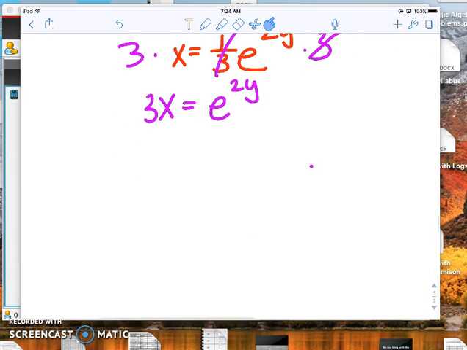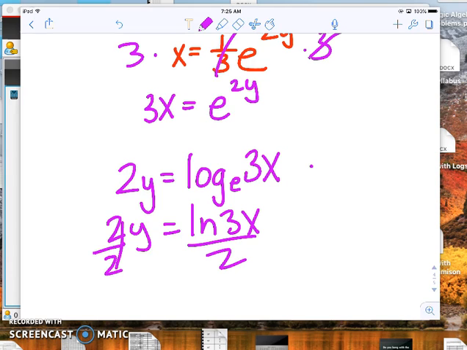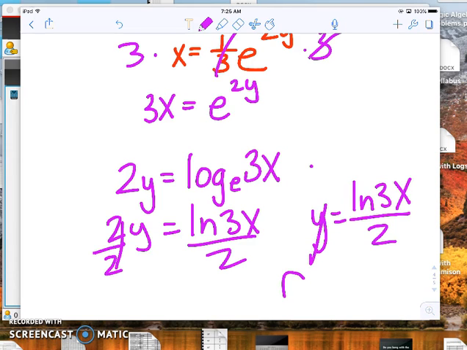Now we could rewrite it. We want to solve for y. So 2y equals log base e of 3x. So this is the ln of 3x equals 2y. Then we'd have to divide by 2. So y equals the natural log of 3x divided by 2. We could rewrite that as our inverse.